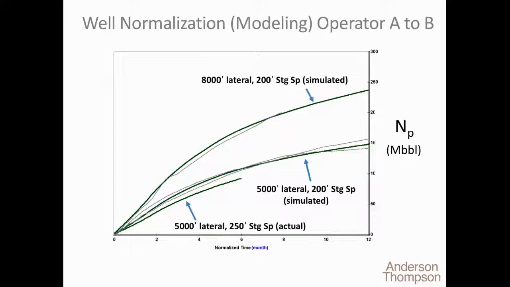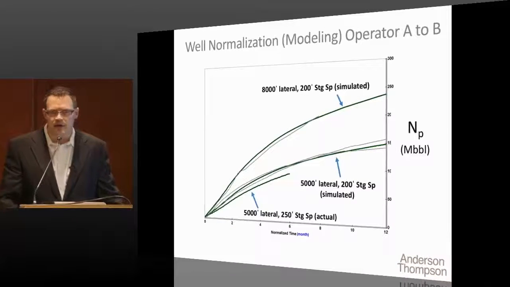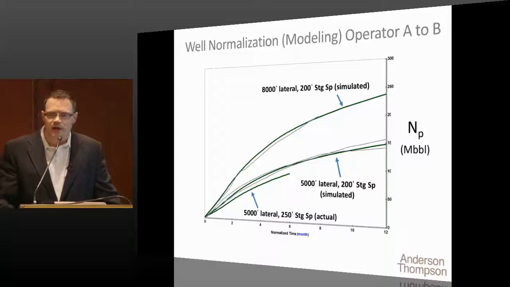Then we looked at that 8,000-foot lateral, and we decided, okay, well, what if we kept that stage density that we just changed and we made an extended reach lateral to 8,000 feet? Bang, it's like right on top of it. This is real data. So in this case, it's absolutely apples to apples across the board. Operator A and operator B can achieve the same well performance results if they do the same well completion design.